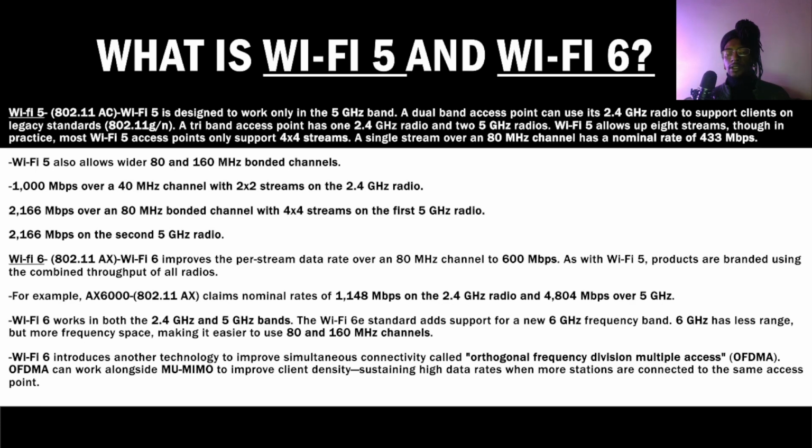Wi-Fi 6 works in both the 2.4 GHz and 5 GHz bands, though the Wi-Fi 6E standard adds support for new 6 GHz frequency bands. 6 GHz has less range but more frequency space, making it easier to use 80 and 160 MHz channels. Wi-Fi 6 introduces another technology to improve simultaneous connectivity called Orthogonal Frequency Division Multiple Access, OFDMA.